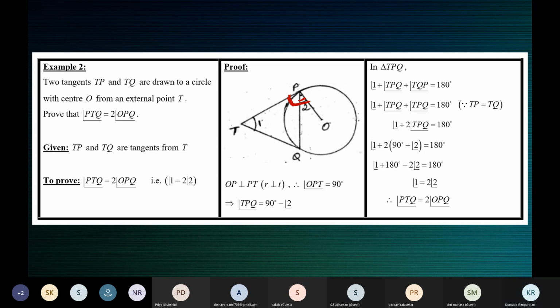Tell me, children. So simply by using the triangle TPQ and the angle sum property, we get the result.